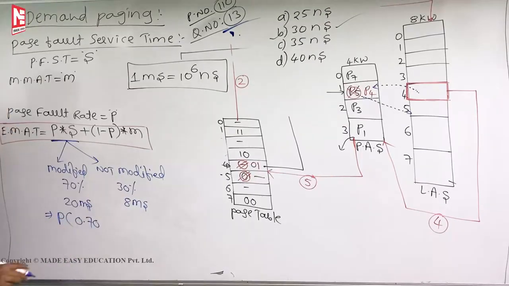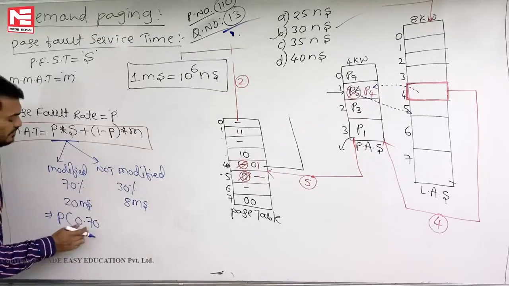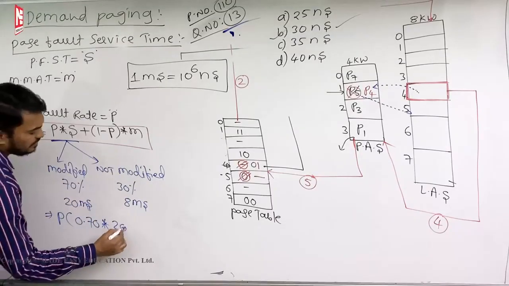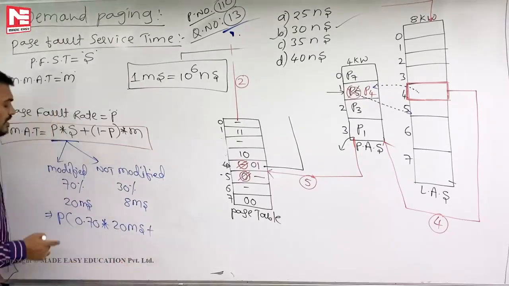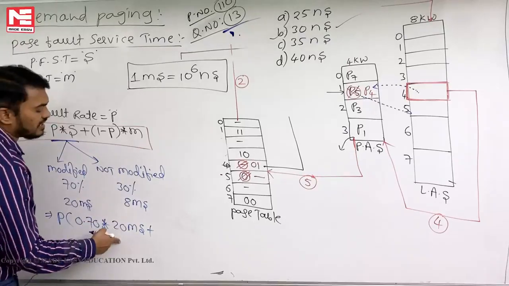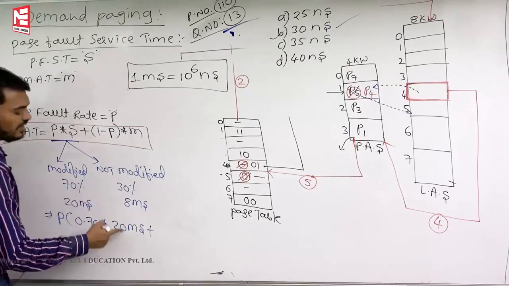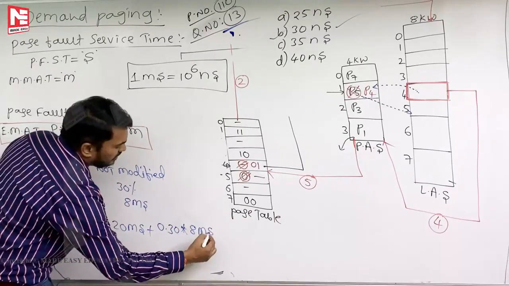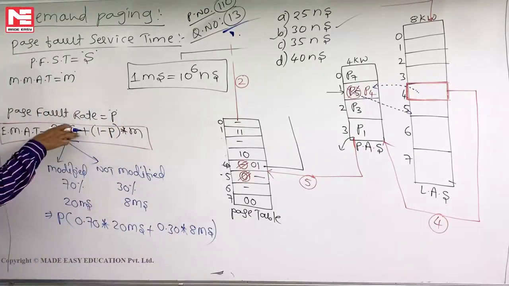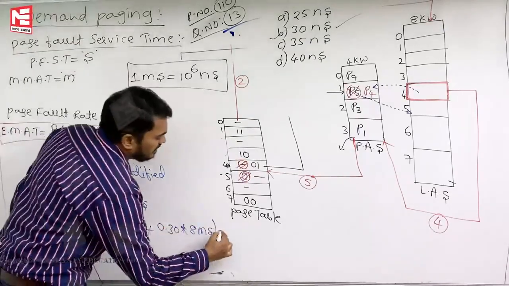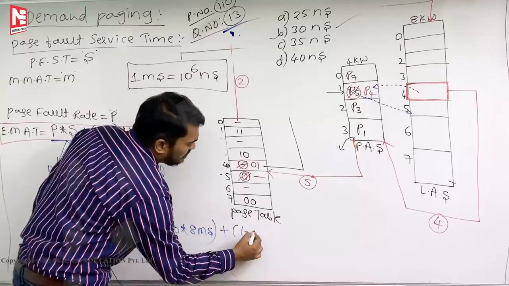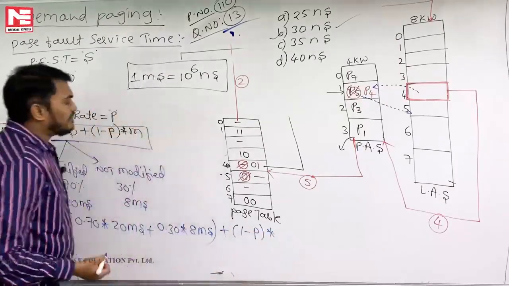Whenever the page fault occurs, you have two cases. Modified case is 0.70. If it is a modified case, you are taking 20 milliseconds. Now tell me, 70% modified hai, so not modified is 30%. So 0.30 multiplied with 8 milliseconds. So this is the case whenever the page fault occurs. And when there is no page fault, what is the formula? When there is no page fault, that is 1 minus P, multiplied with main memory access time.